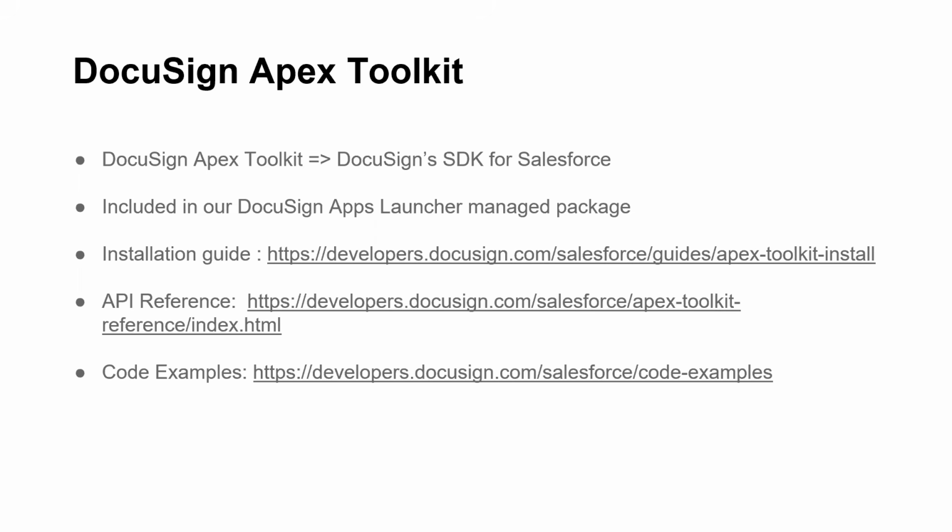This Apex Toolkit is part of our managed package, DocuSign Apps Launcher. So in order to utilize our global Apex methods, you just have to install the managed package and connect your Salesforce organization to your DocuSign account. That's it. There is no special setup required in order to utilize our Apex Toolkit methods. I would also like to encourage all the folks to check out our developer center, which contains extensive documentation with respect to the installation guide, the API reference, as well as a few handy code examples that should help developers get started with the DocuSign Apex Toolkit.